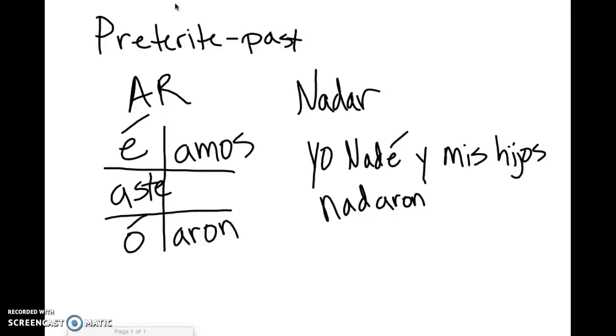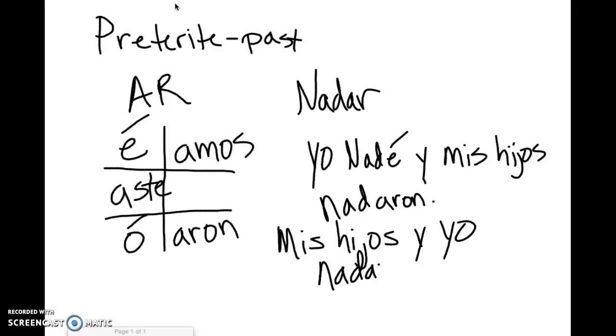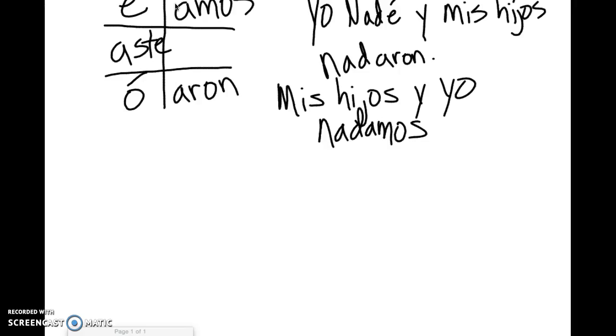Let's change that up. All right? So now I want to change it and say my children and I. So, mis hijos y yo. Now what would it be? Nadamos. Do you see the difference between the two phrases? Good. Nadamos. Okay. So that was the AR verbs.